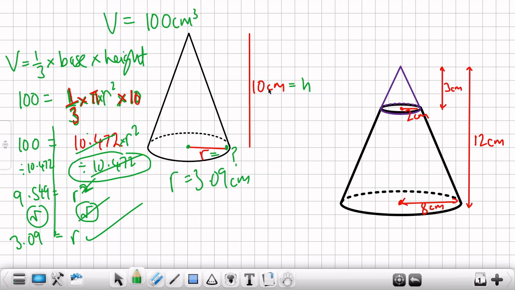It's centimeters because, look, the dimensions that I've got here, centimeters cubed, that's the volume, that's the height, and that's the radius of the base.